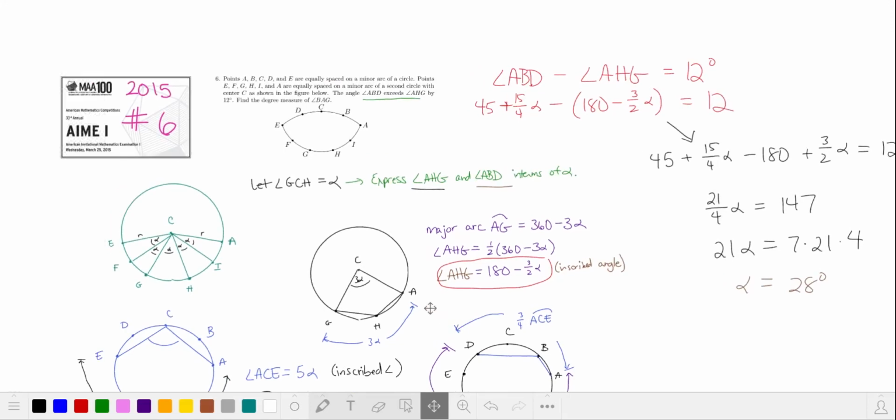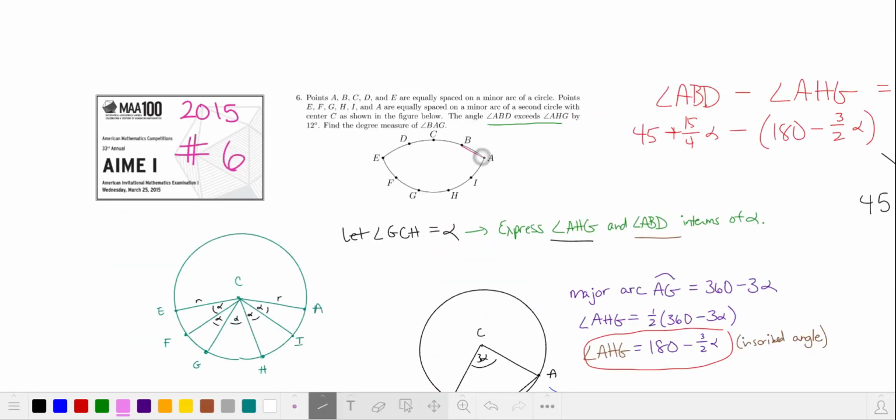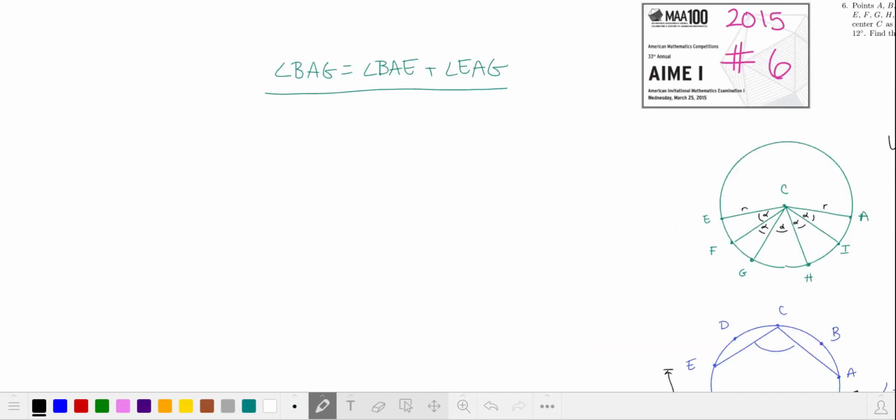Now let's find angle BAG. I'll draw that in here. Let's divide this angle into 2 angles, the one up top BAE and the one at bottom EAG. Let's see if we can find these angles in terms of alpha. This arc EFG is 2 alpha because that's our central angle, and EAG is the inscribed angle for that arc, so it's half of that, or alpha, or 28 degrees.